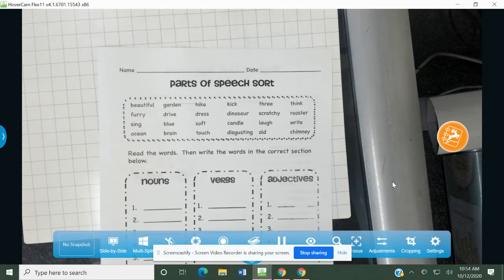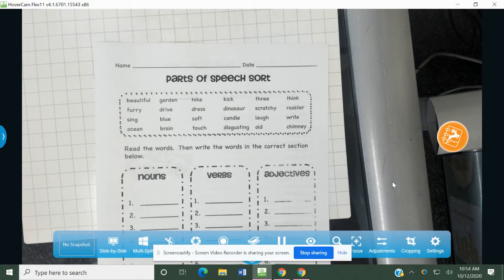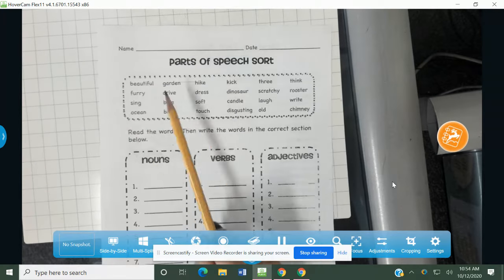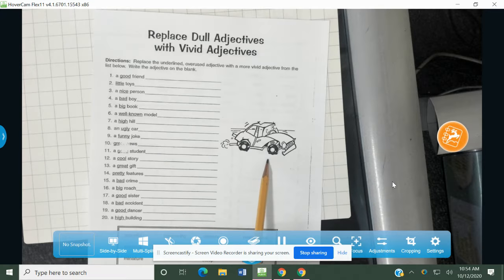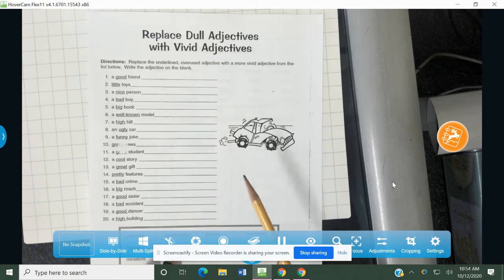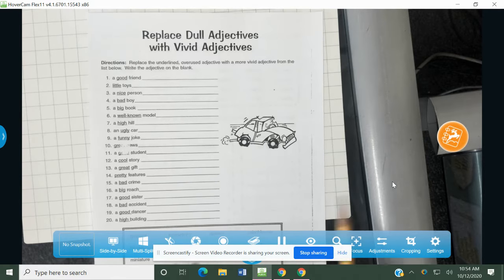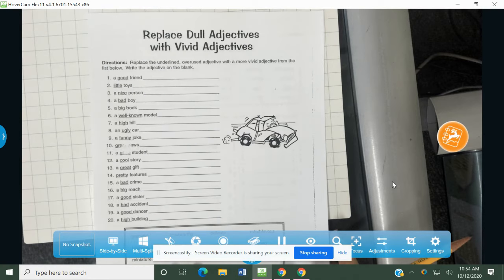You have two assignments today that you get to choose from, but you have to do one of them for your grammar assignment today. If you look at the schedule, it says you have two options. You can do this side, which is a part of speech sort, or you can do this side, which is working with adjectives. You decide. You only have to do one or the other. I'm going to explain how to do both, and then you need to complete your assignment. This will be due the next time I see you.